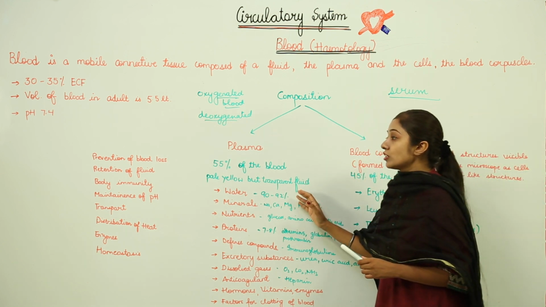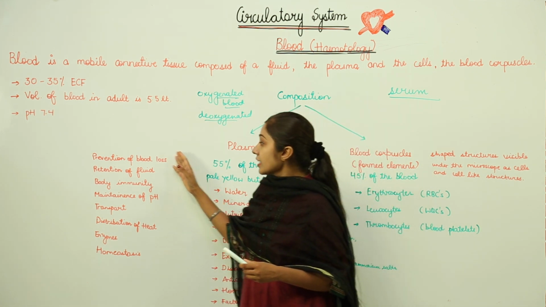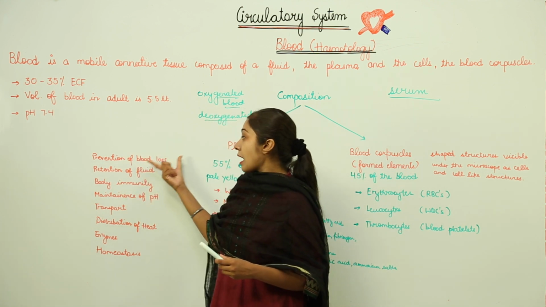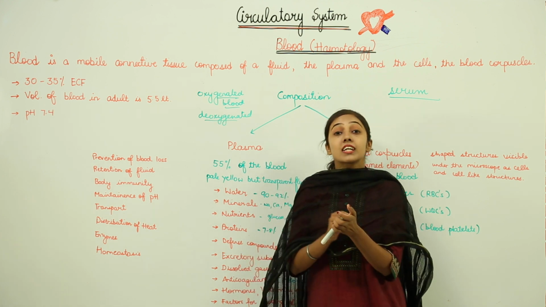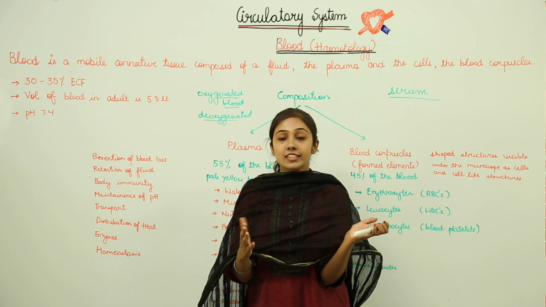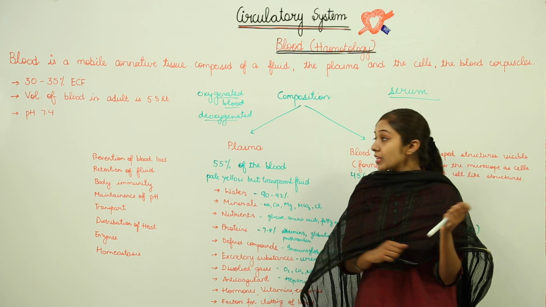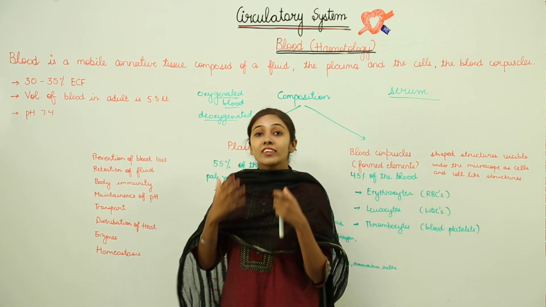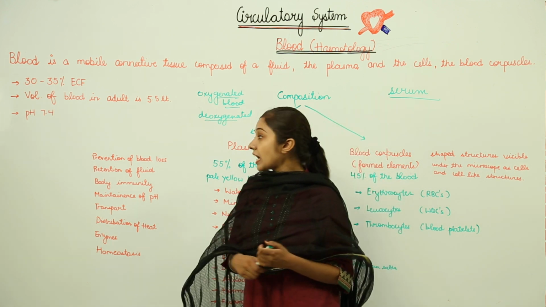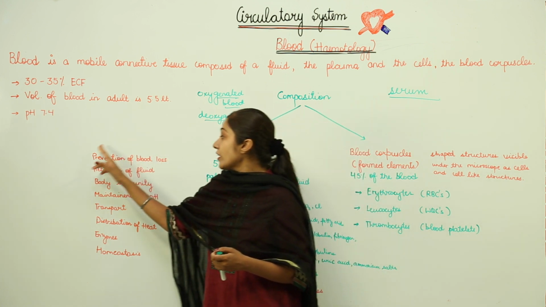Then moving on to the functions of the plasma. Well, the first function of plasma is the prevention of blood loss. Now, how does this happen? For example, you have a cut on your body. Now, blood is going to flow and flow and flow, right? It is not going to stop if there are no clotting factors in your blood. So, plasma has those clotting factors that we discussed, due to which plasma has a very important function, that is prevention of blood loss.